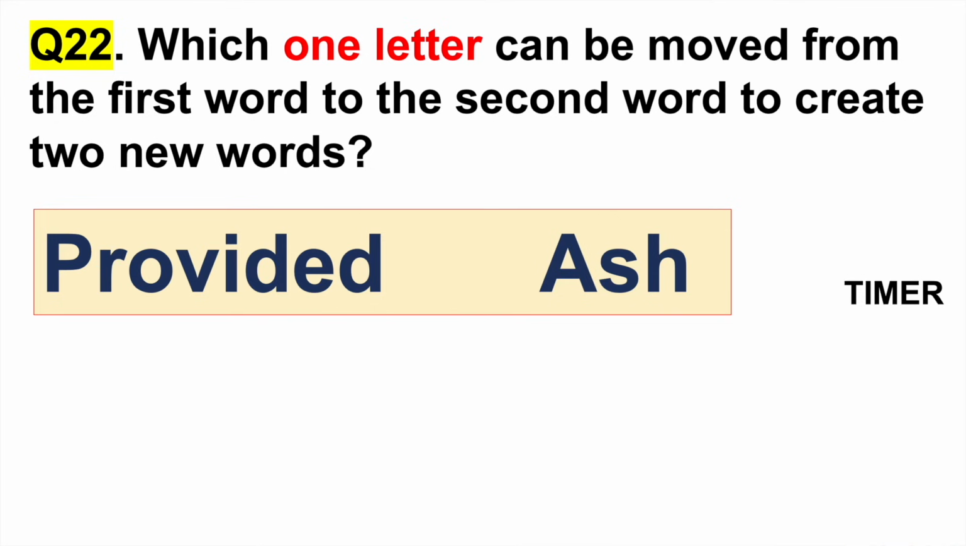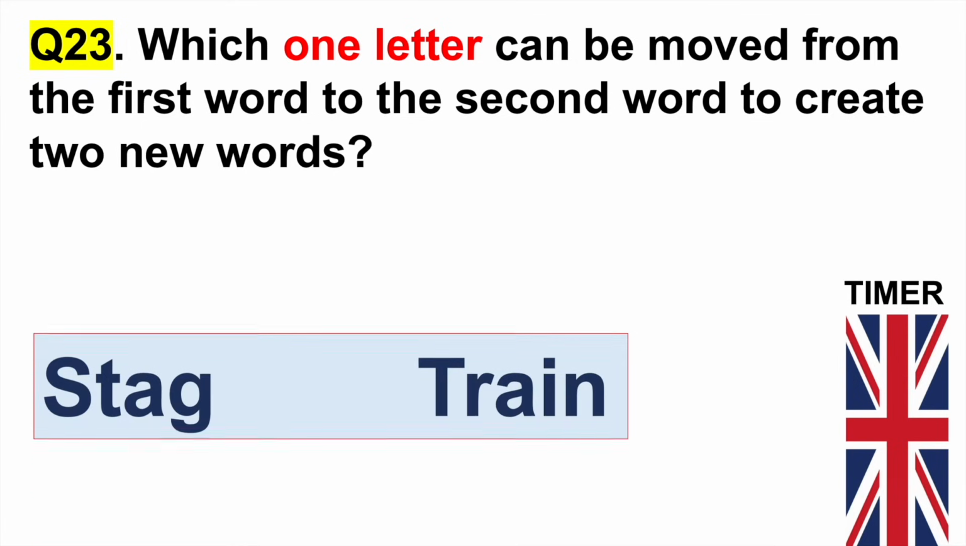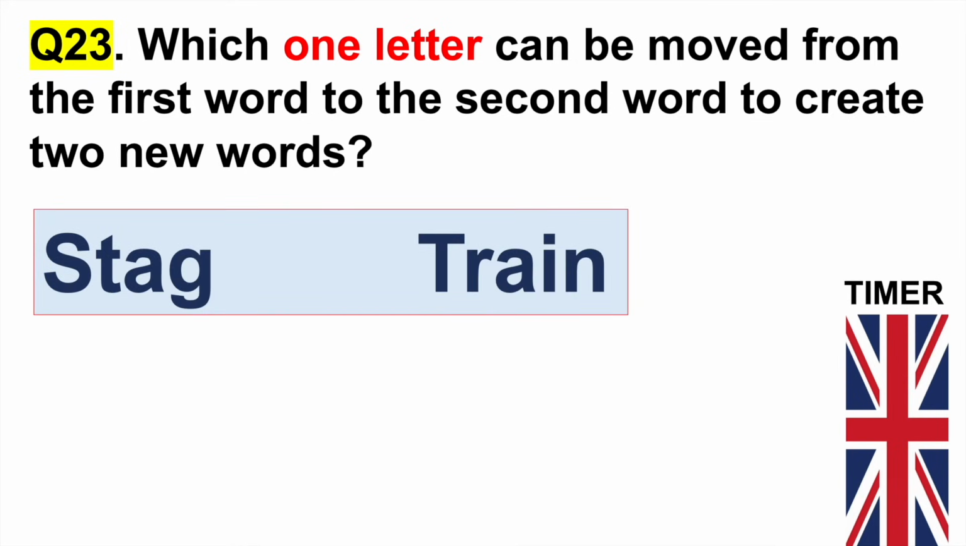Yeah, these are difficult. Try another one. Question number 23. Which one letter can be moved from the first word to the second word to create two new words? Stag and train. Here's your timer. Put your answer in the comment section, please.